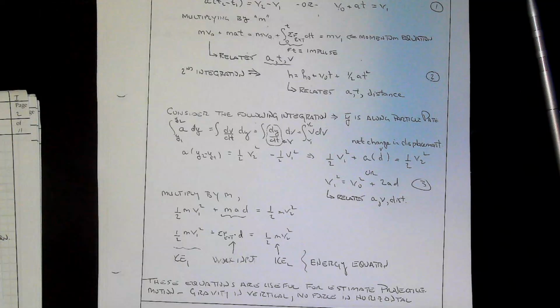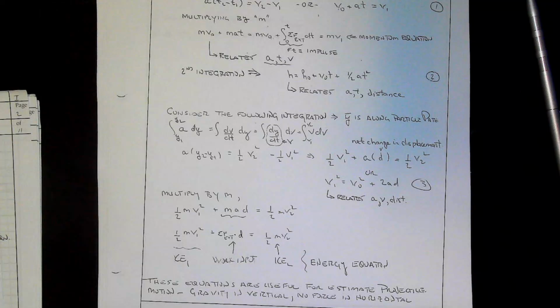Okay, well, if we integrate that, we get this equation, a times (y2 minus y1), because a is constant, so that's simple. And then we have the integral of v dv, which is v squared over 2. Bam. And we can rework these things, multiply by the 2, and bring the 1 to the other side, we'd have 1/2 v1 squared plus ad equals 1/2 v2 squared, where d is the net change in displacement, y2 minus y1.